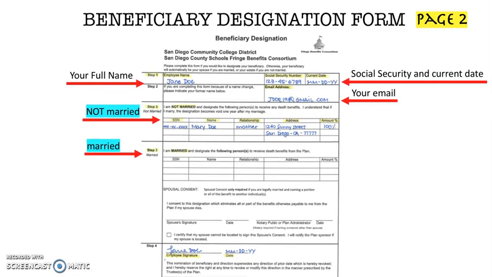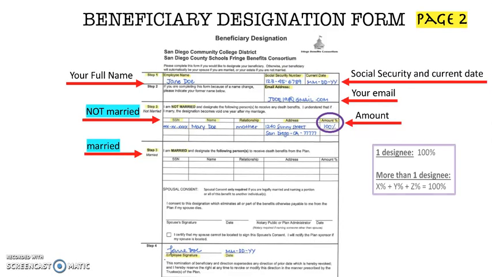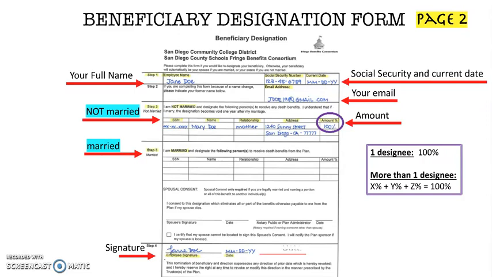Please indicate the percentage that each designee will receive. If you have only one designee, indicate 100%. If you have more than one, split 100% among the designees and make sure that the total amount equals 100%. Note that if the designee or designees do not have a Social Security number, you will leave this information blank. Then, sign and include the date.